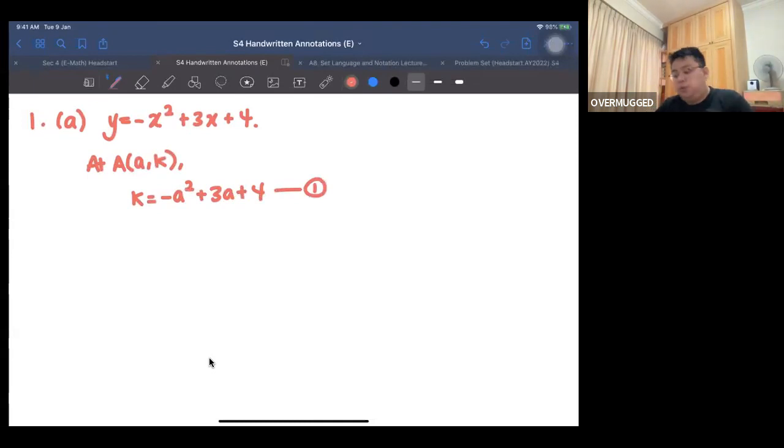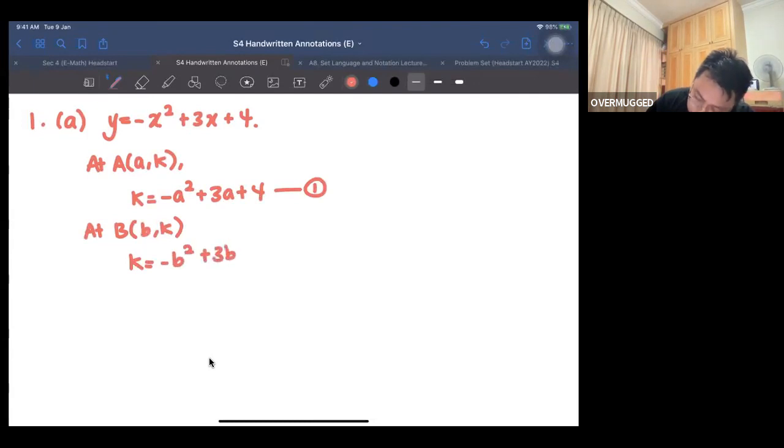I'm going to repeat the same process for the coordinates of B. So at B, k, k will be equal to negative B squared plus 3B plus 4. Equation 2. Great. Now we have two sets of equations containing k and A, and k and B respectively.